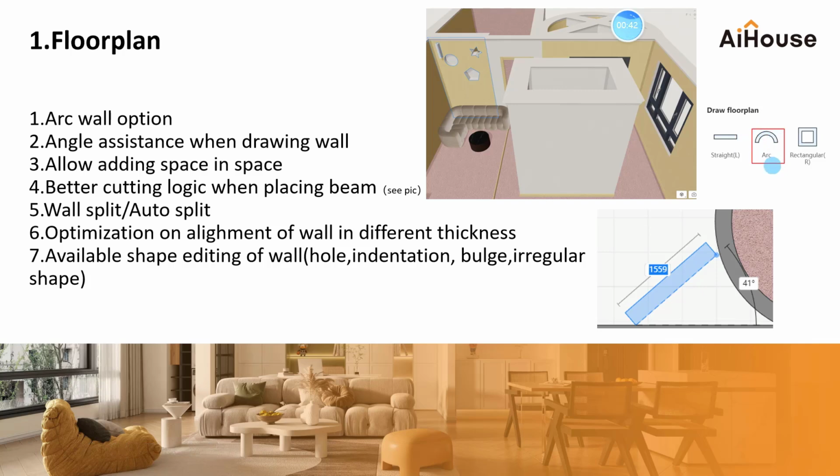The next is the angle assistant, which means when you are drawing a straight wall, the angle of the wall will show directly, like the image at the bottom right. If you don't need it, you can close this function in the right-hand toolbar in AiHouse. We will show you later. Okay, for the next, let's look at the upper middle image. You can see that I have drawn a space inside the space. This is also a new function.